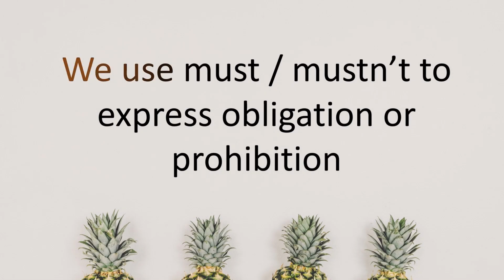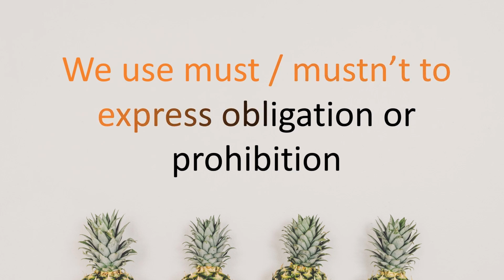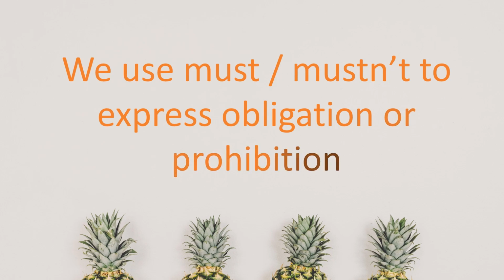We use must and mustn't to express obligation or prohibition. Obligation is something that we must do. Prohibition is something we must not do.